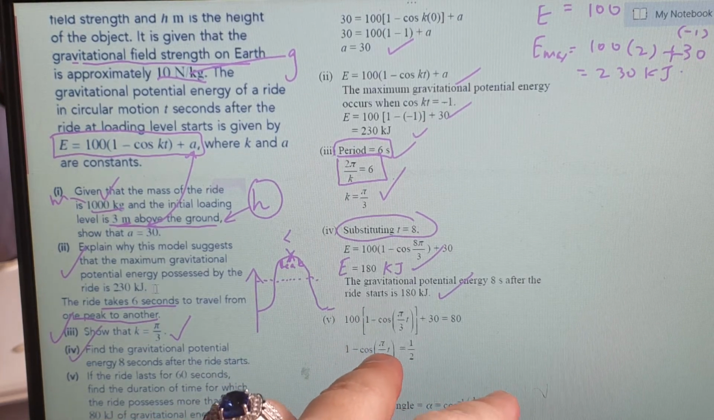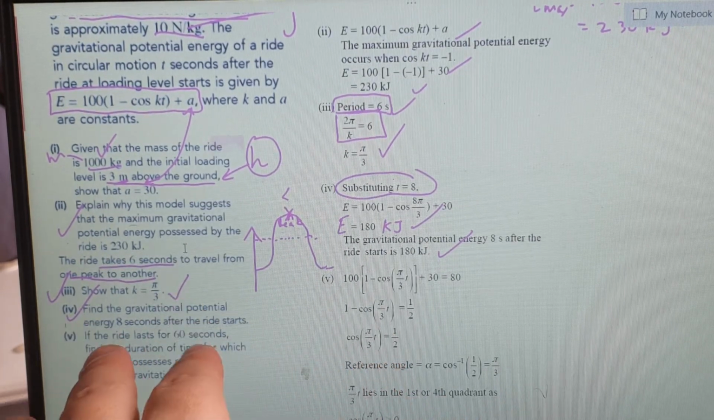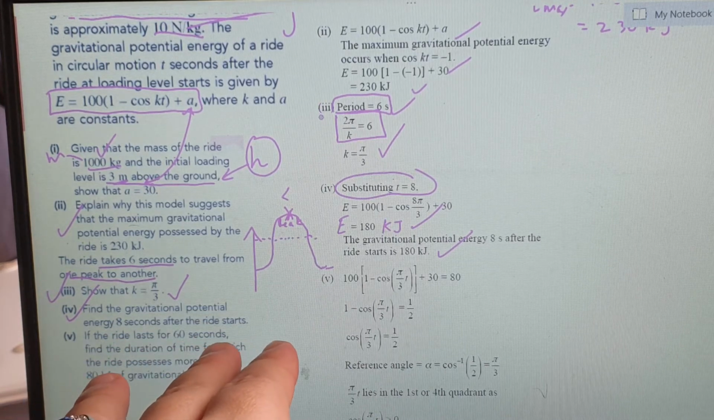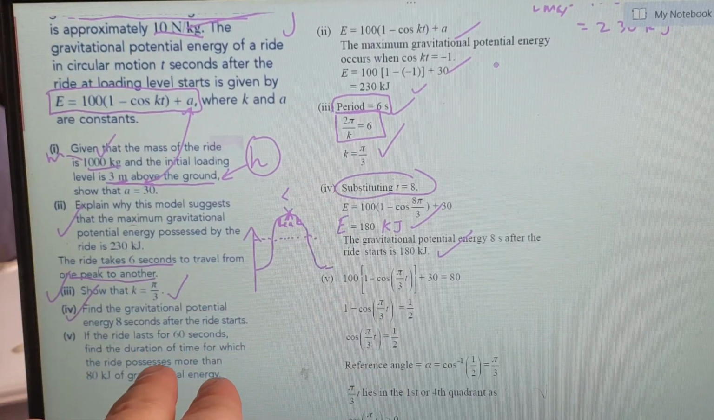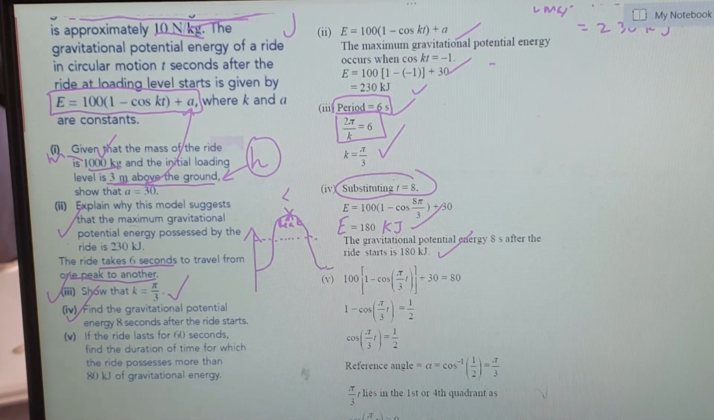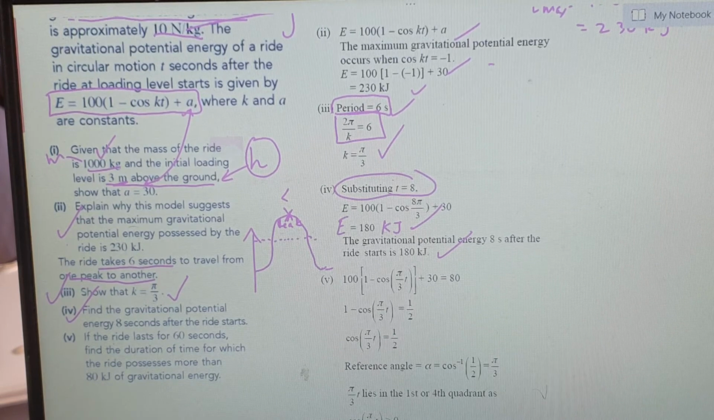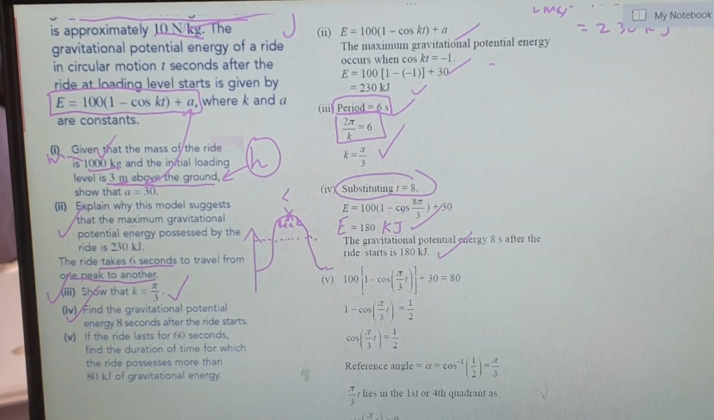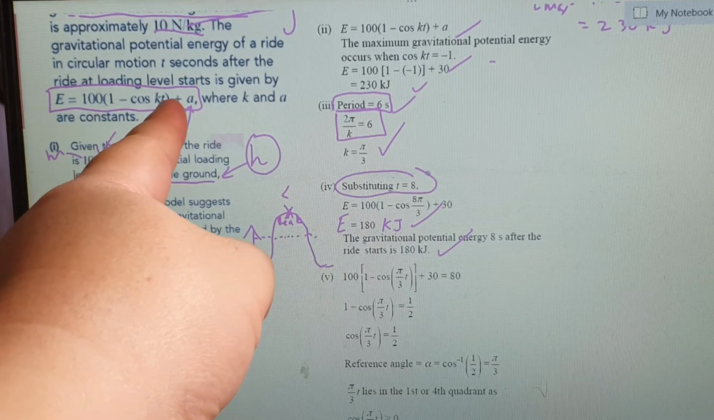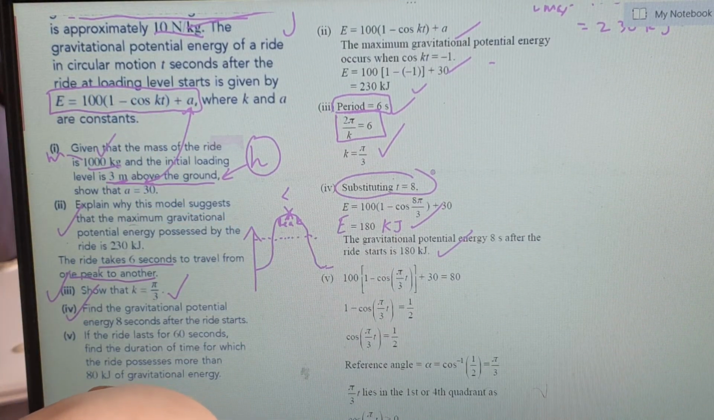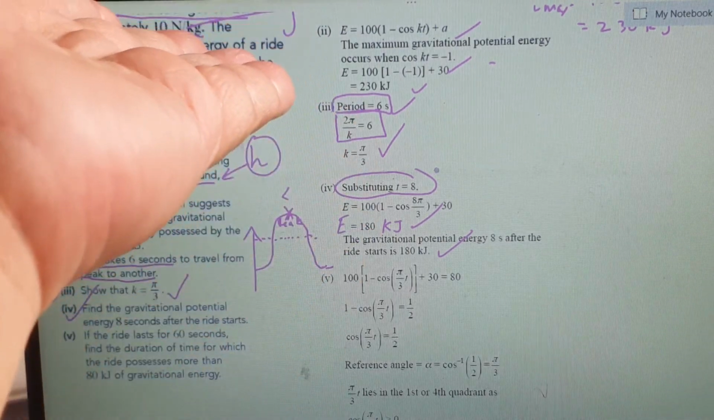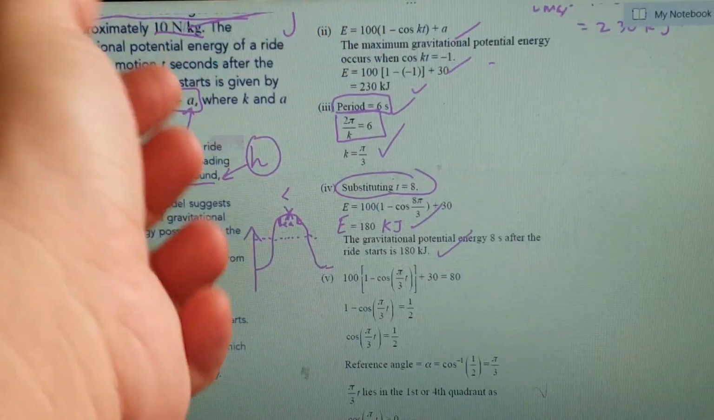Now the last part, you maybe need to think a little bit. If the whole ride lasts for 60 seconds, find the duration of time in which the ride possesses more than 80 kilojoules of energy. So a few things to consider here. We want this to be equal to 80, we equate it to 80, and then we will know when you'll be above 80, from what duration to what duration.